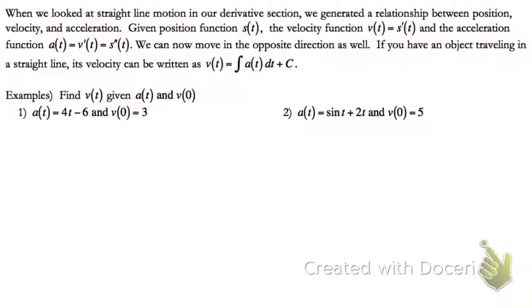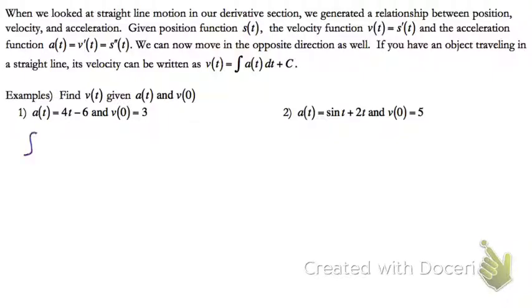So for example, here's this formula right here. It says, in order to find a velocity function, if you're given an acceleration function, all you have to do is take the integral of the acceleration function, and it puts you back at the velocity function with this constant of integration that we can answer. So here's some examples of how we can do that. It says, find the velocity function given the acceleration function and information about the velocity function when t is equal to 0.